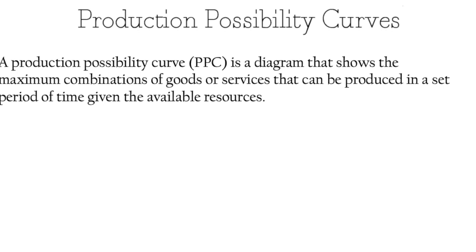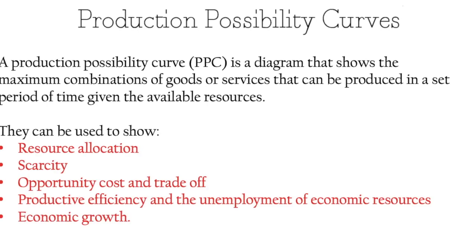Now, what the PPC allows us to see in terms of a visual representation is what should be the resource allocation, or how many resources they allocate into a certain good. It allows you to see possible scarcity issues, because if there is a limited productive potential, going beyond that is impossible because of the scarcity at that specific time. The opportunity cost and the trade-off, so it allows you again to calculate what the opportunity cost is depending on the actions of the firm or the economy.